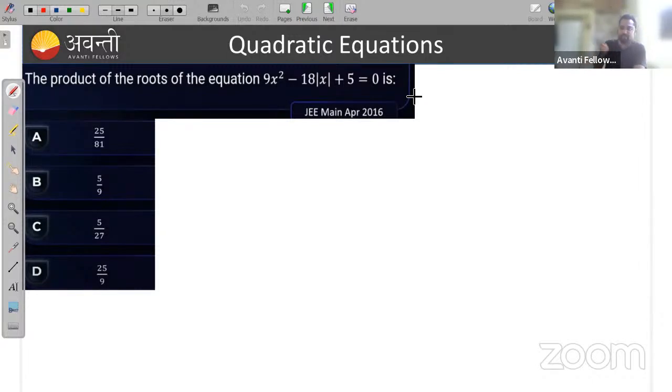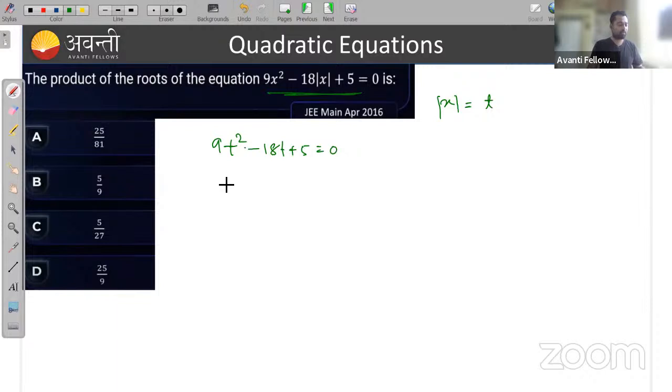So let's solve this question. It is saying 9x square minus 18 mod x plus 5 is equal to 0. So similarly, I am taking mod x is equal to t. So this equation now becomes 9t square minus 18t plus 5 is equal to 0, right?